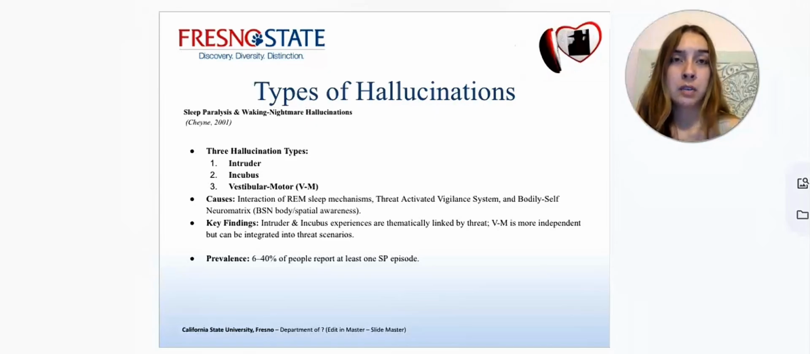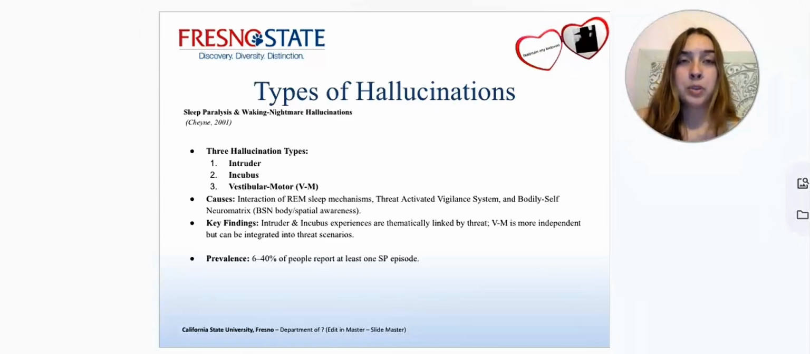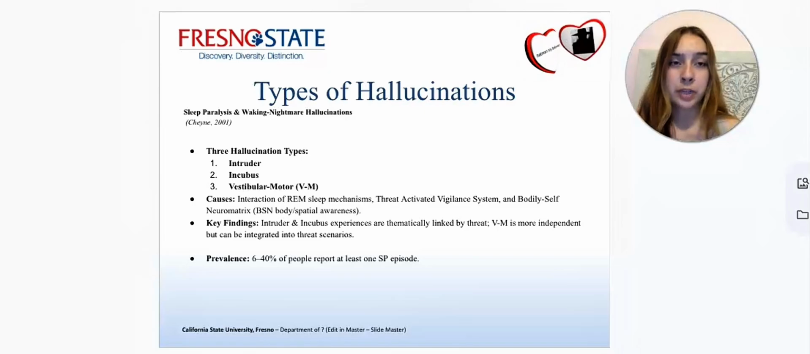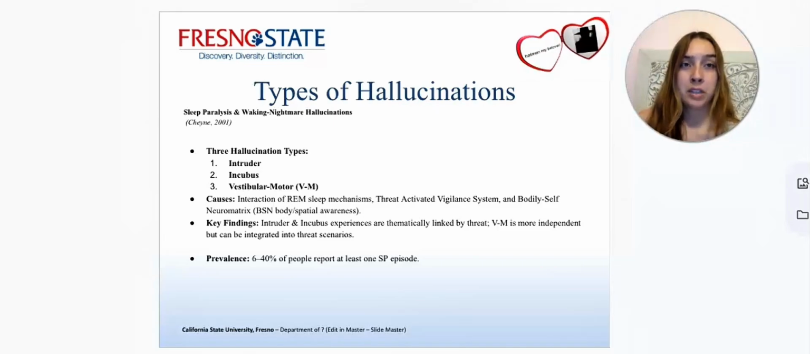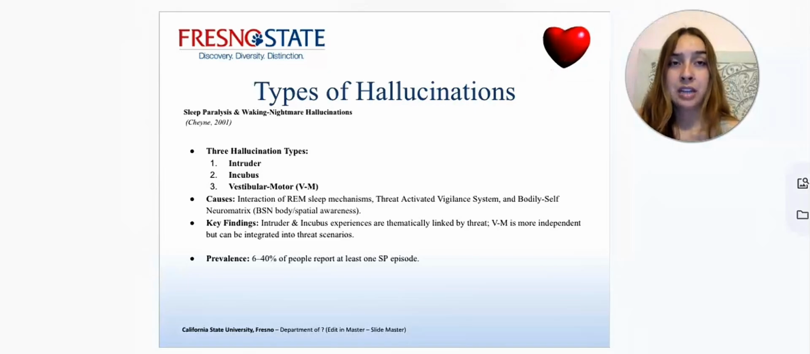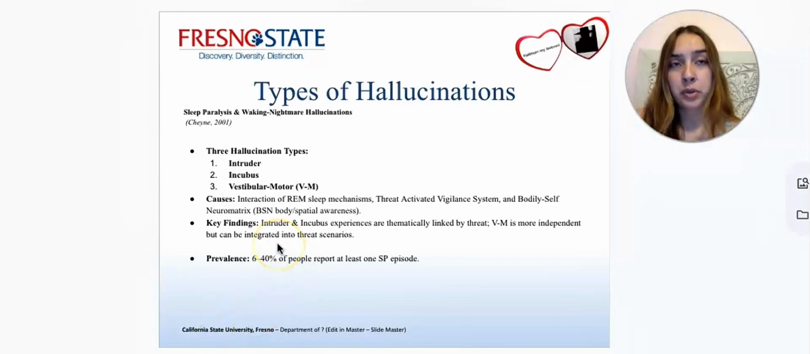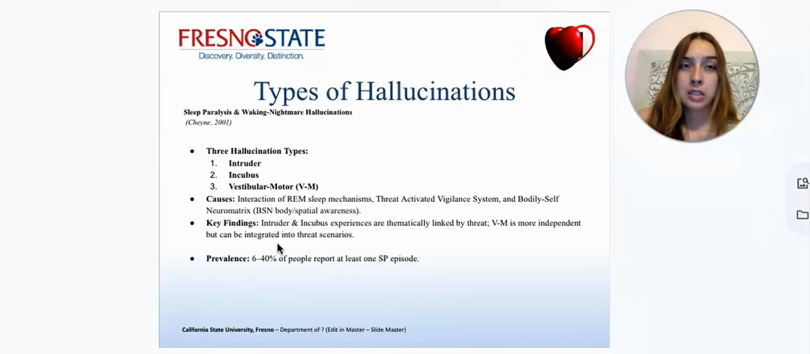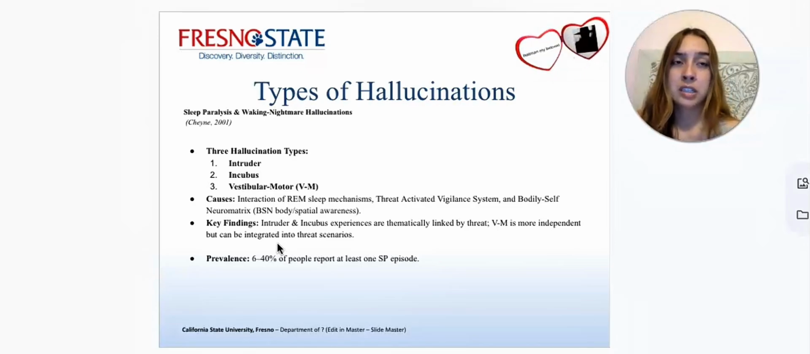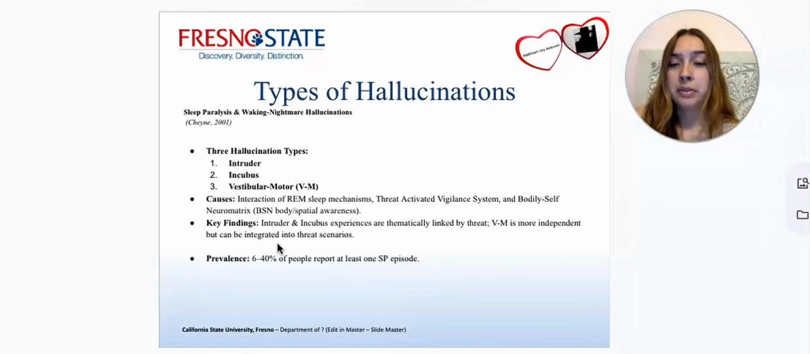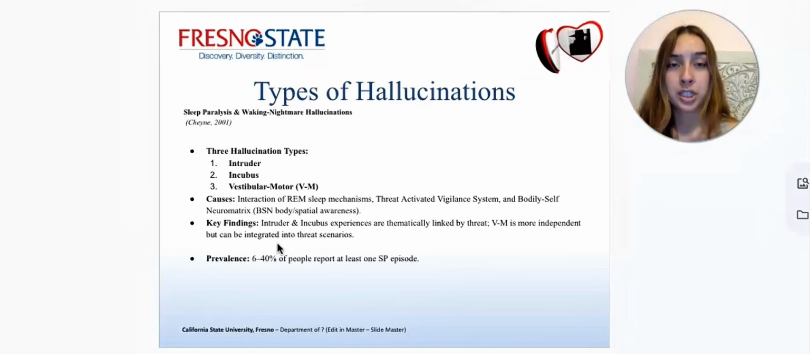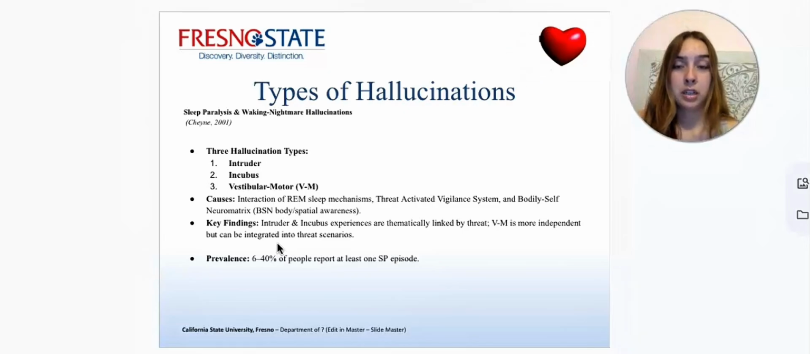With the incubus, people tend to feel chest pressure where they also experience choking, pain, and breathing difficulties, often interpreted as assault by these people. And for the final one, the vestibular motor, it's a floating, flying, falling sensation, with out of body experiences. Those are the three types of hallucinations that I was able to find within the article that was provided.